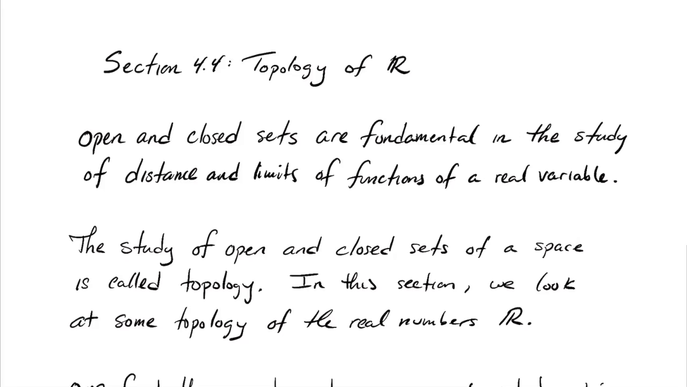There's a branch of mathematics in which one abstractly studies these ideas of open and closed sets in a space. We won't go into what we mean by that in detail in this lecture, but that branch of mathematics is called topology, and hence the name of the section here, the topology of the real number line. We're studying the open and closed sets of the real number line R.